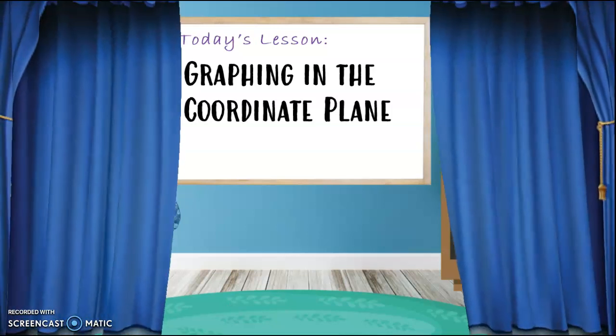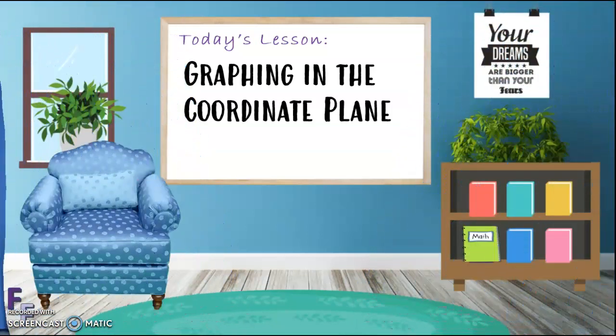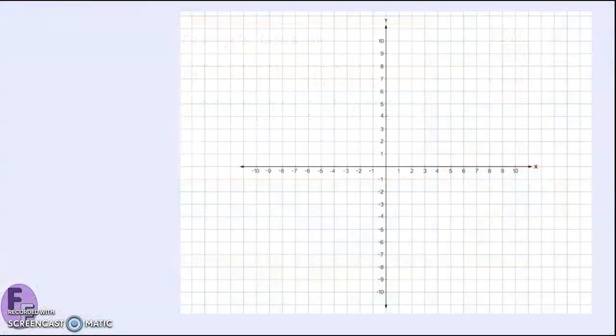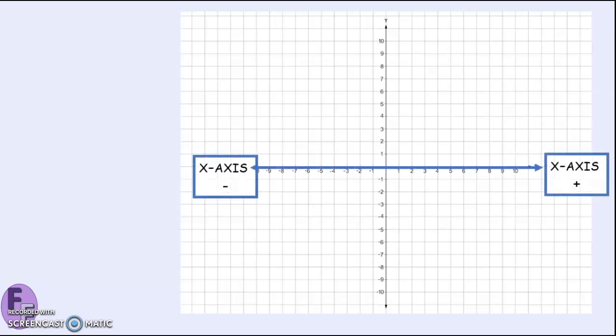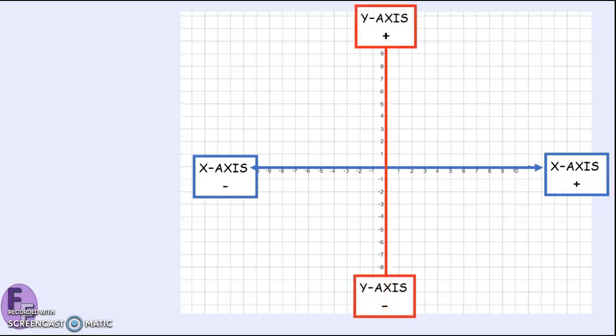Today's lesson, graphing in the coordinate plane. The coordinate plane is formed by a horizontal number line called the x-axis and a vertical number line, the y-axis. Each point on the coordinate plane has an address called the ordered pair.